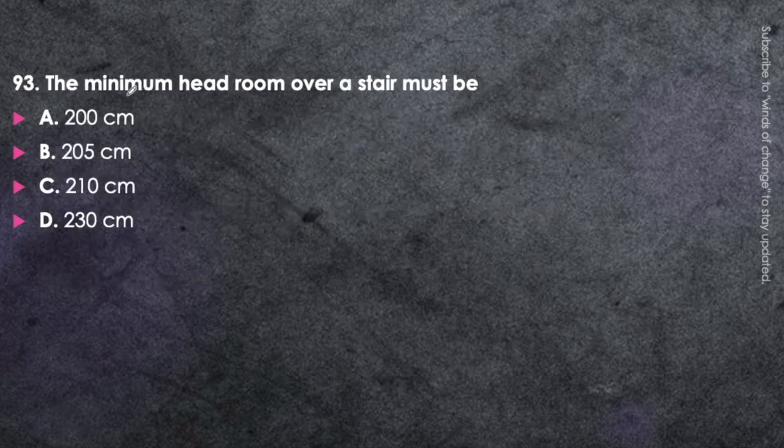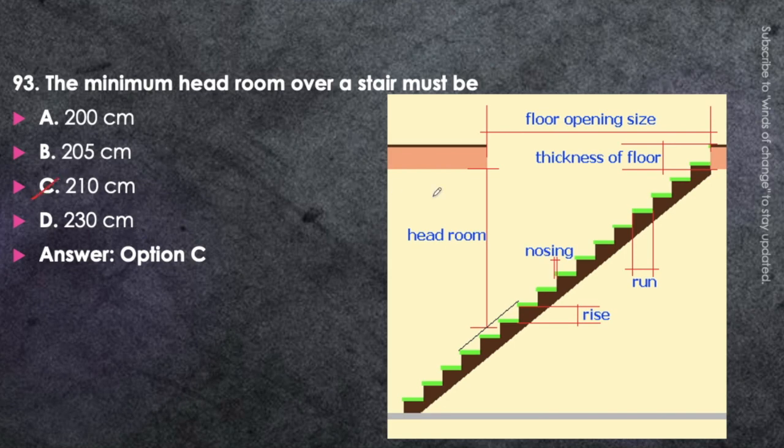Next question. The minimum headroom over the stair must be 200 cm, 205 cm, 210 cm, or 230 cm. Just think about it. This is the clear headroom above the stair. The minimum value of it has to be 210 cm, that is option C. This is the headroom. Let's say there is an obstacle, or it is the floor or some other stair above it like this. So the minimum headroom, that is the vertical distance that has to be provided, the clear spacing, has to be 210 centimeter. Approximately 200 centimeter or 210 centimeter is being taken.